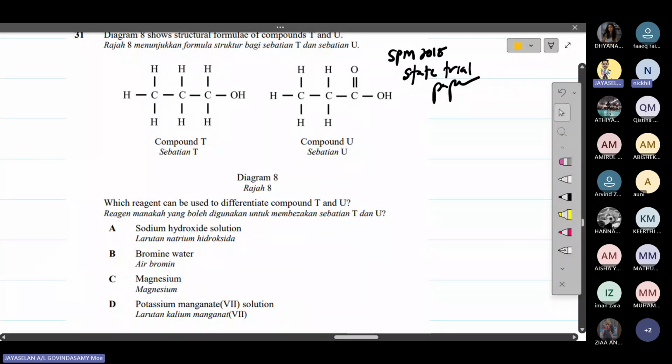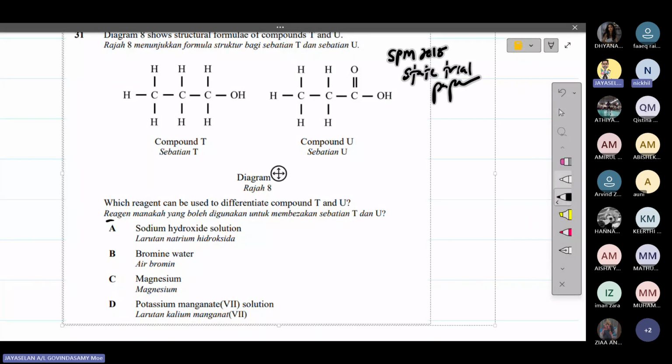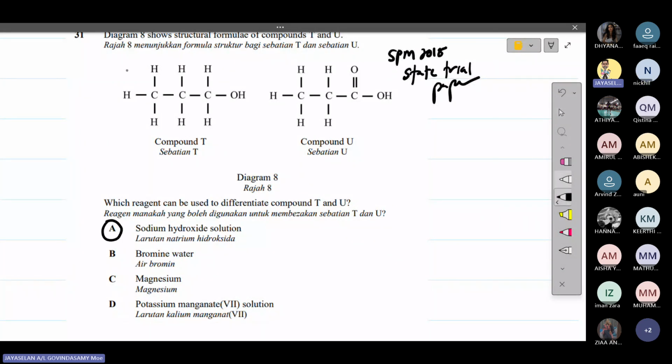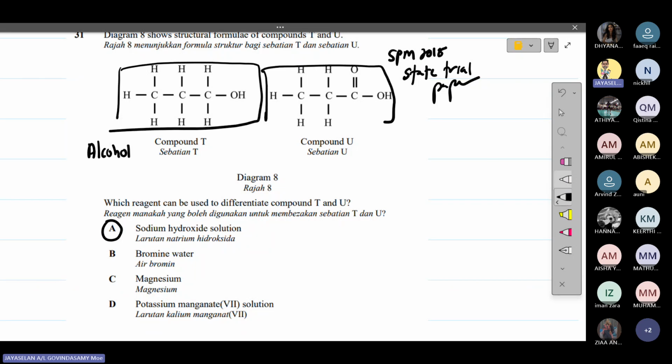Sir, answer A, sir. Answer A. So we check. Okay, so this is alcohol, and this is carboxylic acid. What do they want? They want how to differentiate this compound. So you use sodium hydroxide, you cannot differentiate, so this one cannot.